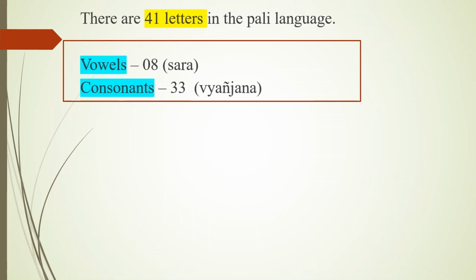Venerable, like every language, Pali has two divisions. What is that? Vowels and consonants. Vowels are called Sara in Pali. Consonants are called Vyanjana. Vyanjana. Okay?